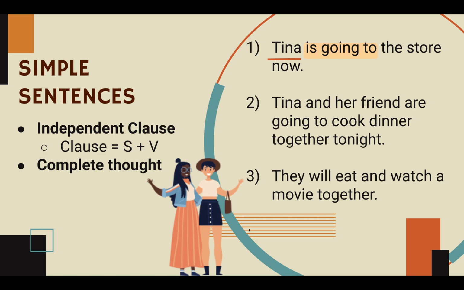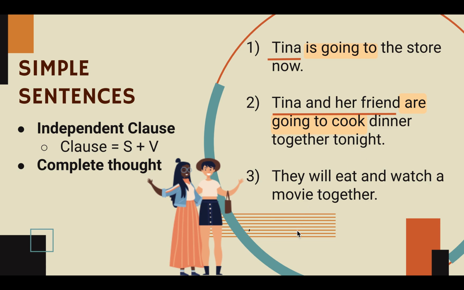In number 2, see if you can identify the subject and verb, and you can pause the video while you do this. In number 2, Tina and her friend are actually the subject, and the verb is are going to cook. Notice that Tina and her friend are two people, right? So you might think, oh, is this two subjects? No, it's just one subject, what we call a compound subject. One subject that has two parts. And it has one verb, right? So that's how we know this is a simple sentence, not a compound sentence.